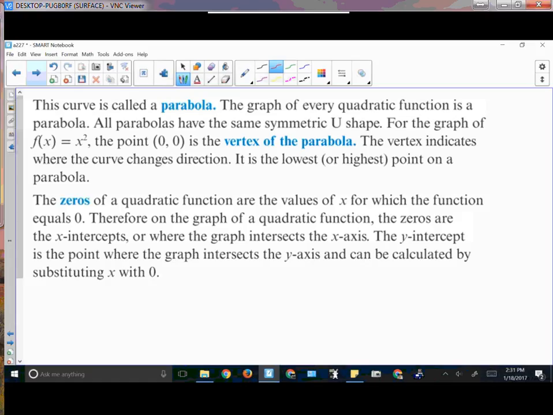Now, for the graph of that, the point 0, 0 is the vertex. So whenever I have this equation, the vertex is always going to be 0, 0. If the parabola is opening up, the vertex will be the lowest point. If a parabola is opening down, the vertex is the high point.